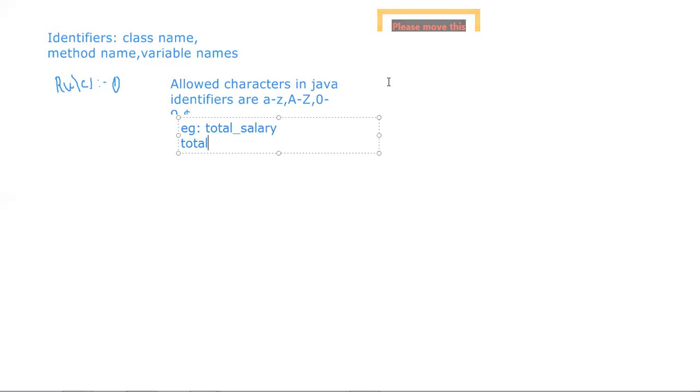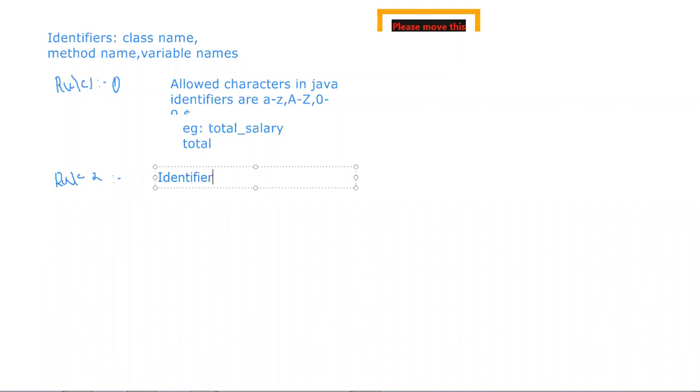I'll go to rule number two now. The identifiers cannot start with a digit. So that is rule number two. Let me write it down: identifiers cannot start with digits.